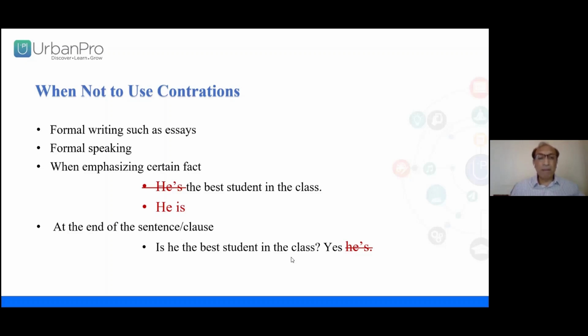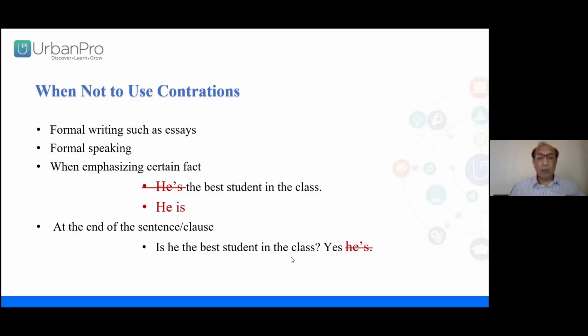And then when you want to emphasize certain facts, do not use contractions. For example, you wanted to emphasize someone like Peter, you're talking about Peter, that he is the best student in the class. Then say that he is the best student in the class. Do not say he's the best student in the class. That will be entirely wrong. Or you'll use he is, not he's.